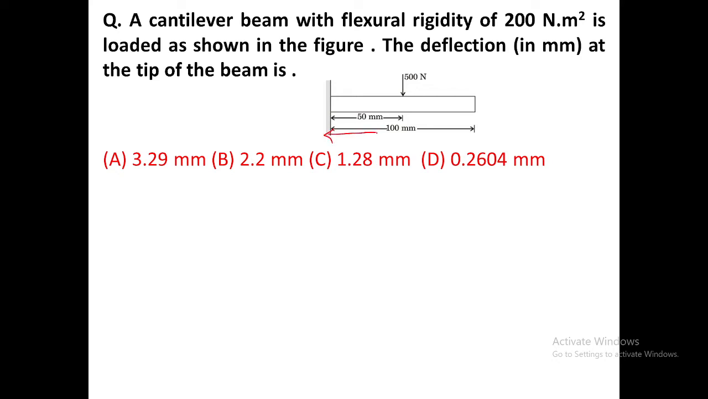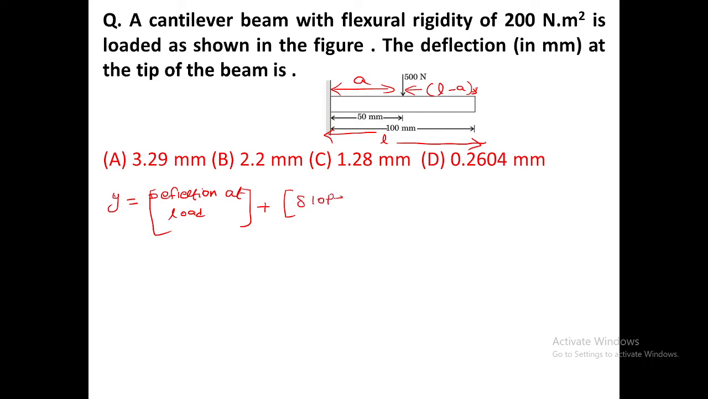So the total length of the beam is L. This distance is A at the load, so the remaining length is L minus A. After this, the deflection y equals the deflection at the load plus slope into distance.